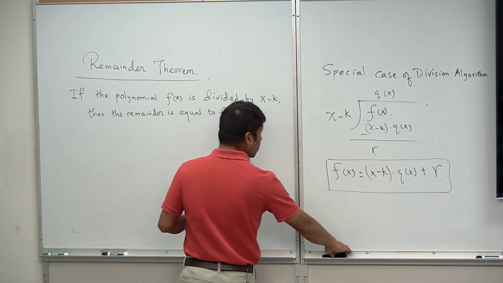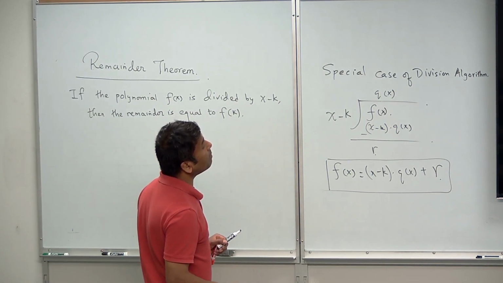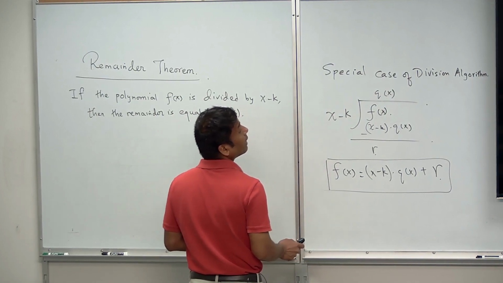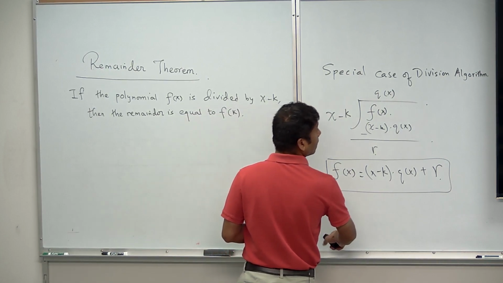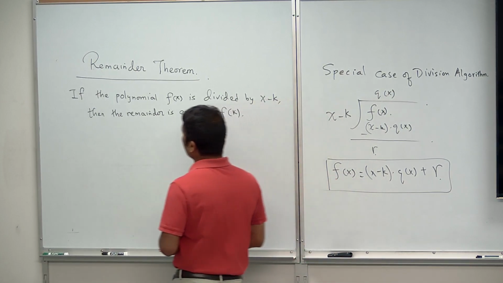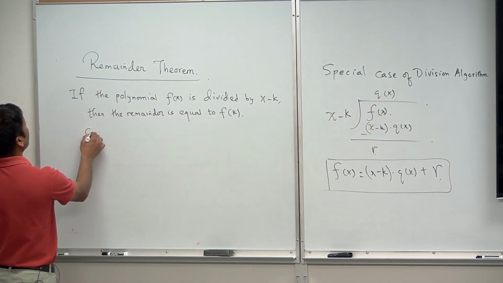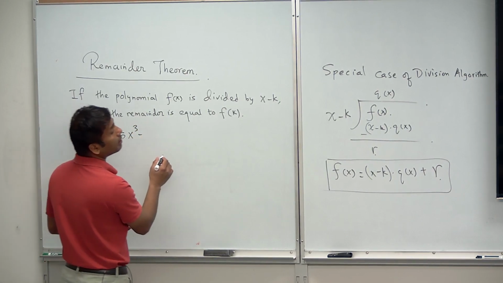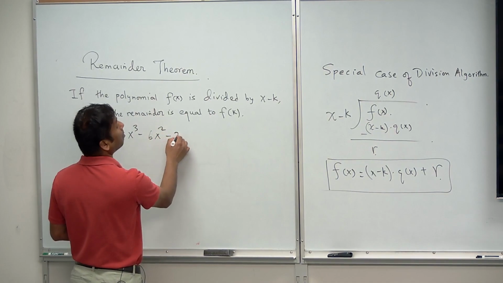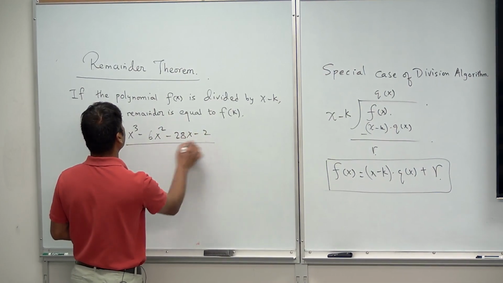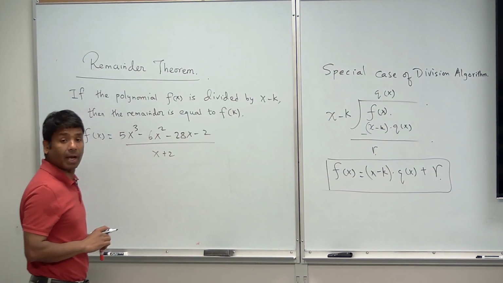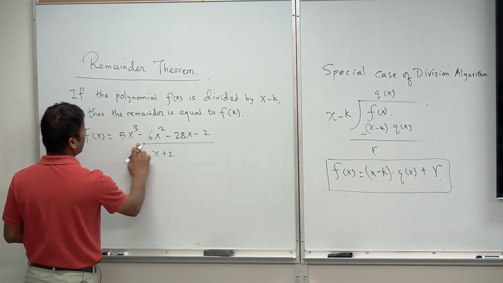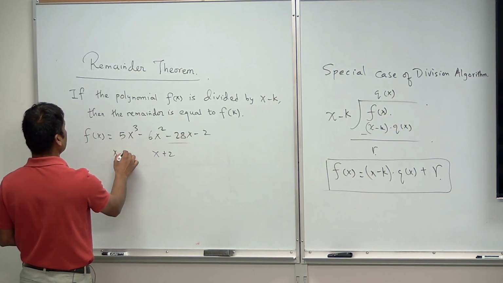It's so simple. Look at the same problem we did. Look here, I erased that one. So if you want to divide, let's say your f(x) is 5x cubed minus 6x squared minus 28x minus 2, over x plus 2. This is your f(x), and this is your x minus k.